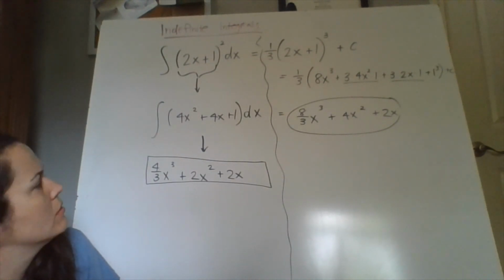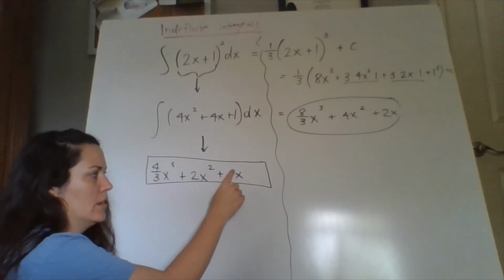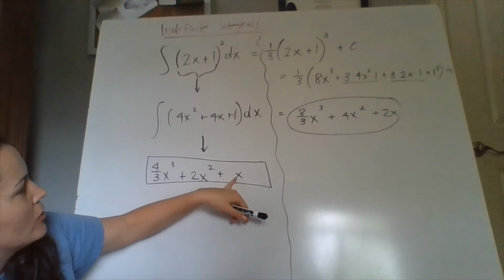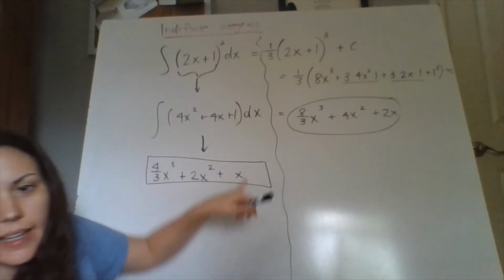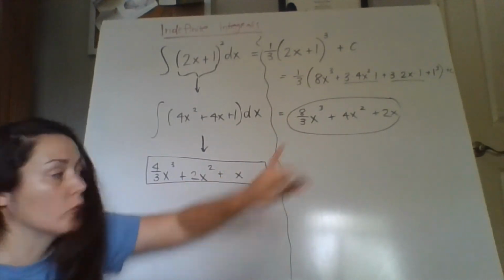Oops. So every term is 2 times as big. That should just be 1x, not x. My bad. Alright, so we can see each of the terms is doubled over here.